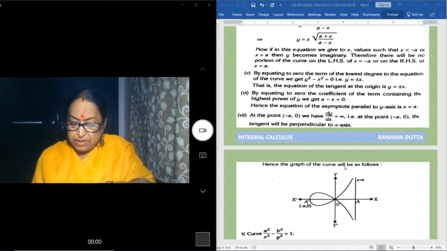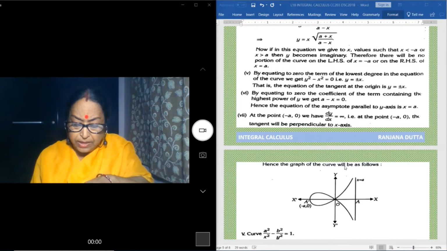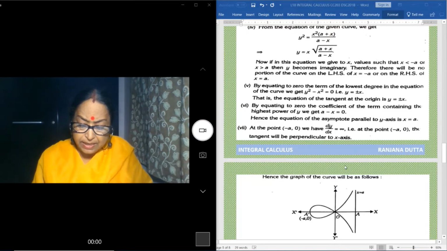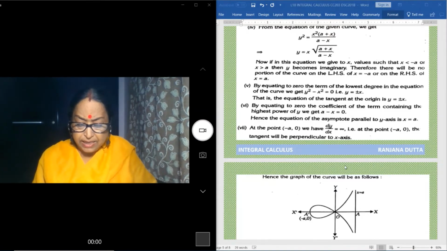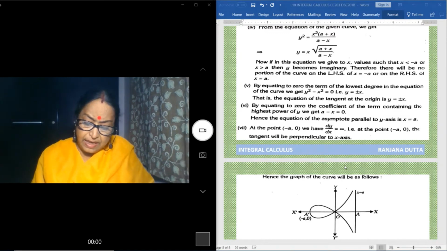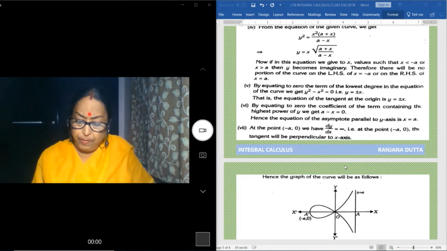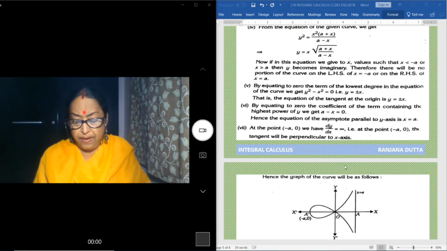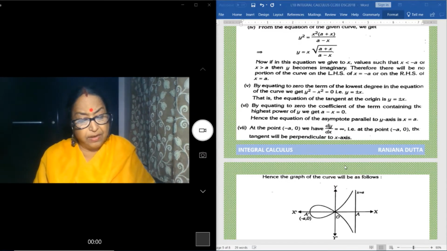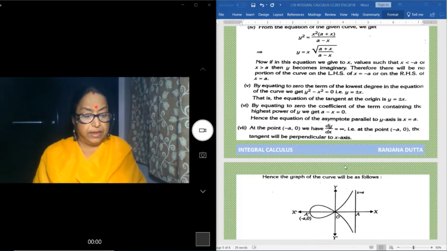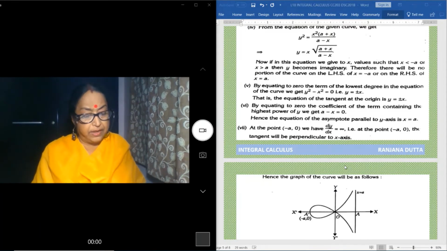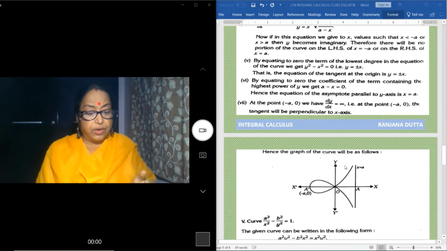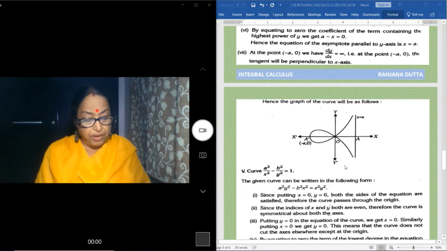Here again I am saying some mistake I have done. y square is equal to x square into a plus x divided by a minus x. If x is negative, then also y square will be positive. If x is greater than a, then only y square is negative. So there is a portion of the curve on the left hand side of the x-axis. Now, following this, we can draw a curve as you can see on your picture.